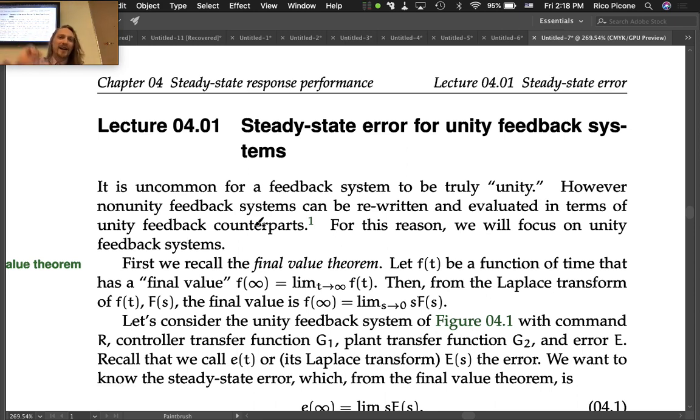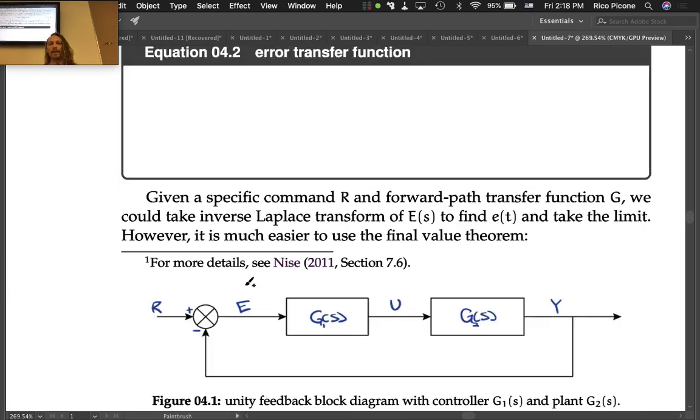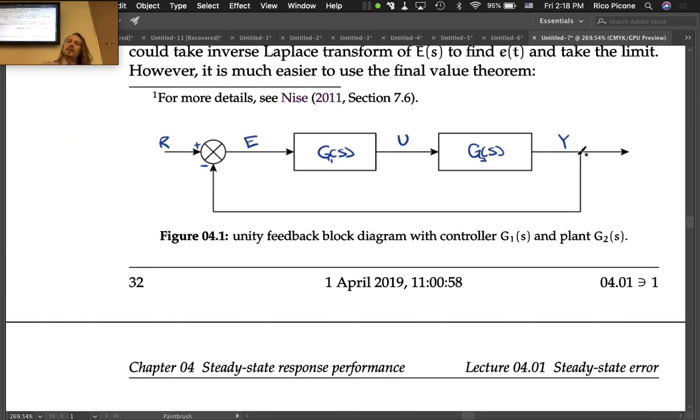So we're doing unity feedback systems, and I wanted to comment on what unity feedback means. It's uncommon for a feedback system to be truly unity. Unity means that the output gets fed back, and there's no transfer function in this feedback loop. You can have a transfer function here that might not be 1. Non-unity would be if it was not 1. But we're going to only look at unity feedback systems.